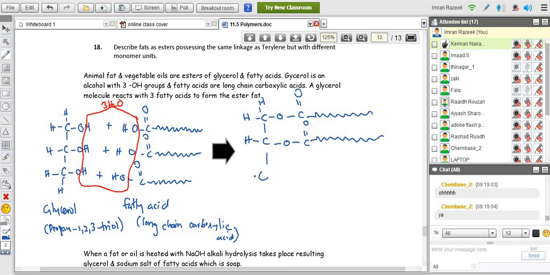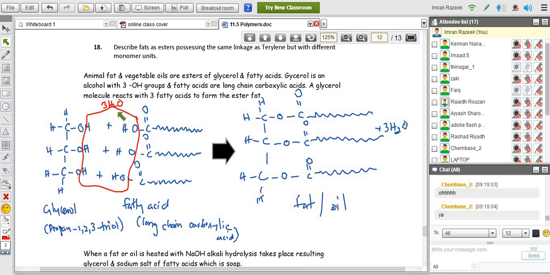You can see 3 ester linkages, right? So as this polymer is formed, 3 water molecules are lost, and this is the structure of fat oil. So the fat oil condensation polymer is formed as a result of the glycerol molecule, which is propane-1,2,3-triol with 3 OH groups, reacting with 3 fatty acid molecules, which are long chain carboxylic acids. Is that clear? Any questions?